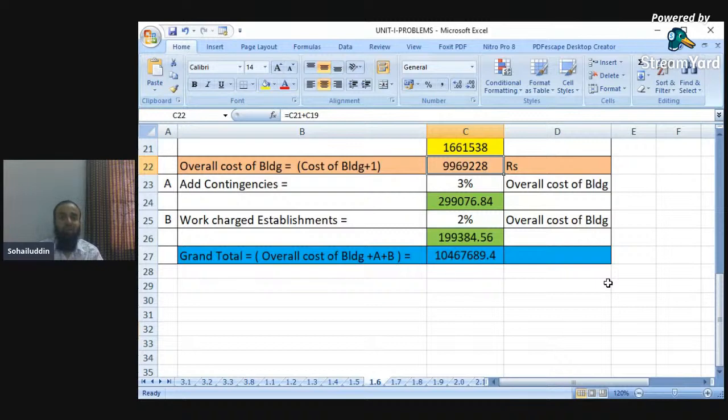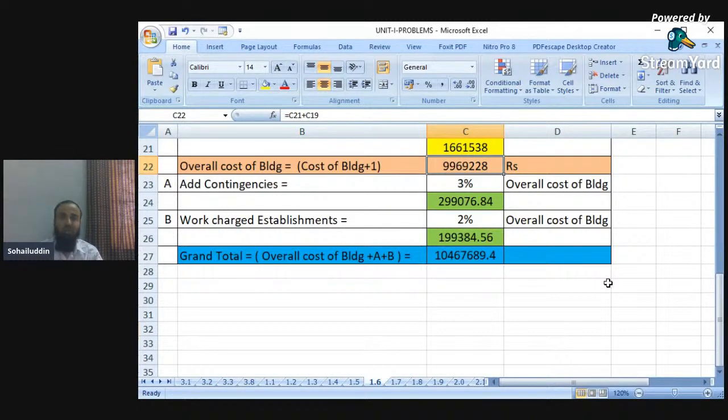So this is the approximate cost. It is not the actual cost. Actual cost we have to find out by various detailed methods, which we will study in later lectures. This is just an approximate cost or approximate method. Plinth area method is the approximate method.